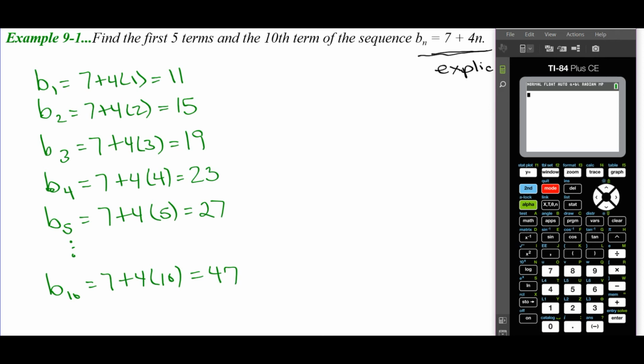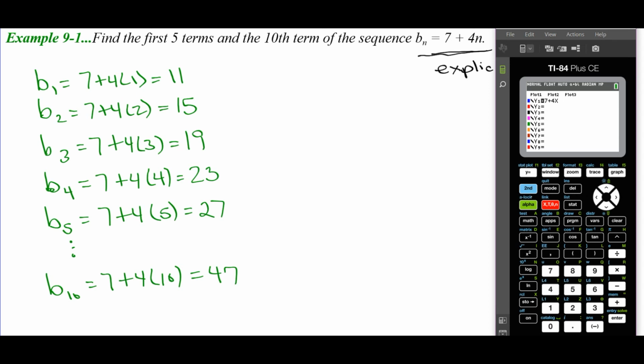So I'm going to go second window to go to my table settings. It doesn't matter what table start and delta table are on. What matters is that independent is on ask and dependent is on auto. So we want to make sure independent is on ask, dependent is on auto. Then we're going to go to our y equals, and we're going to put in this expression. So we're going to type in 7 plus 4x. The equation has an n in it, but it's just representing your independent variable, so it's perfectly fine. You can use the x.